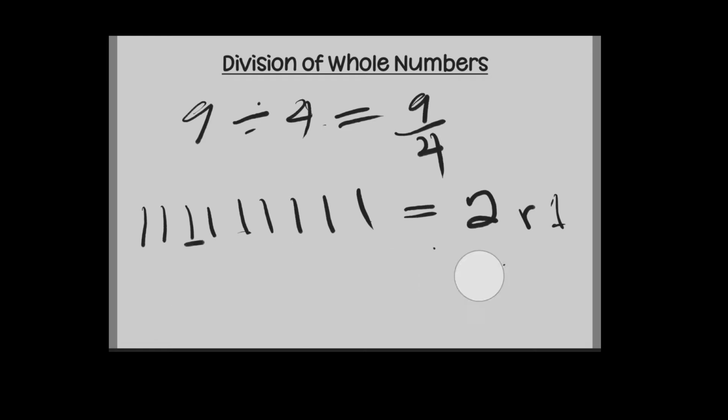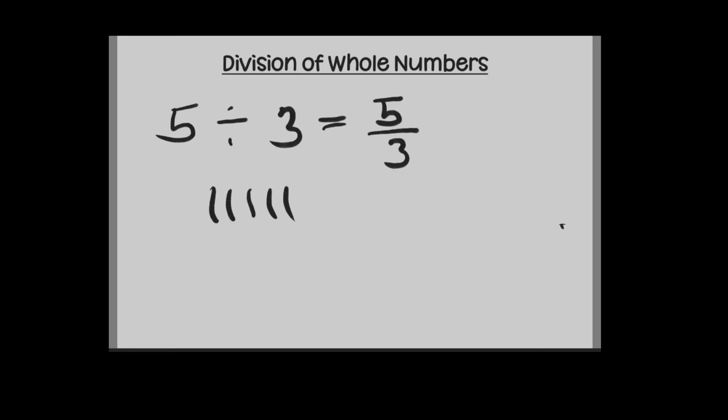So let's do one more example. Assuming you have 5 divided by 3. Okay, so you draw 5 lines. 1, 2, 3, 4, 5. So 5 divided by 3 means how many sets of 3 can you find in 5? So let's do 1, 2, 3. That's 1 set. So you can only have 1 set, and you're going to have 2 left. So you're going to write this as 1 remainder 2. So 5 divided by 3 is 1 remainder 2, because we have 1 set of 3, and you have 2 left.